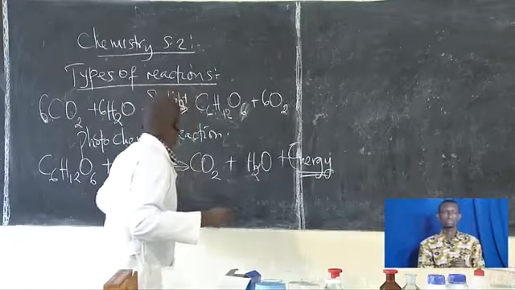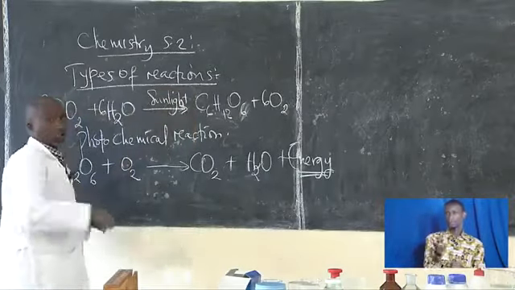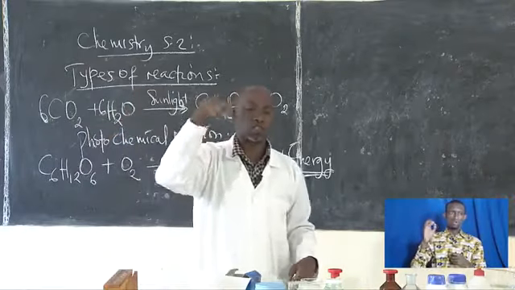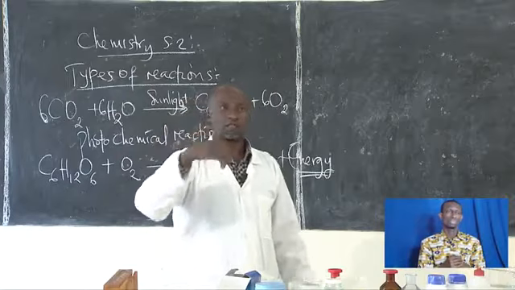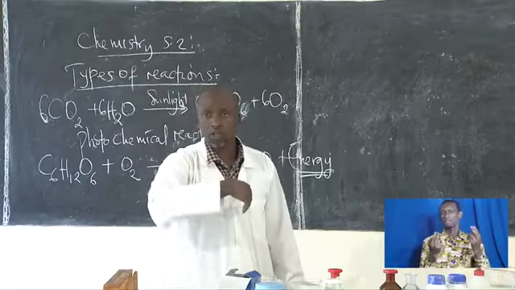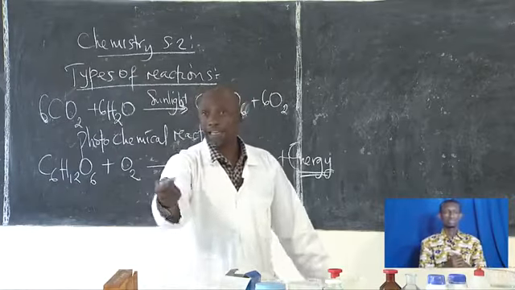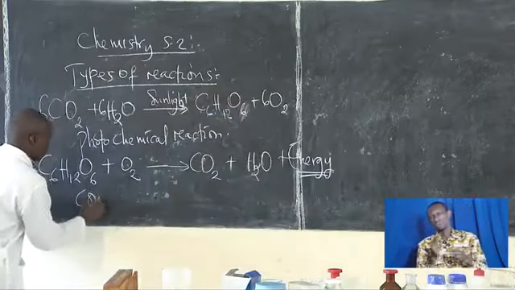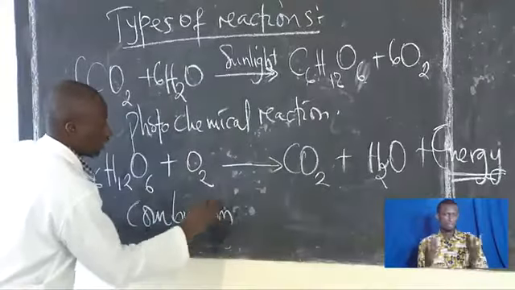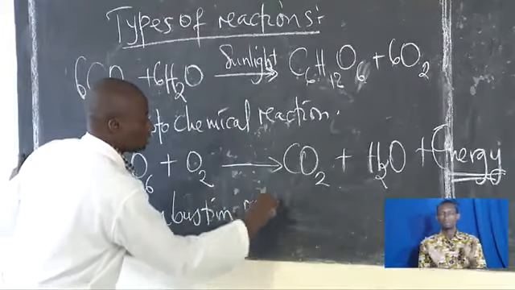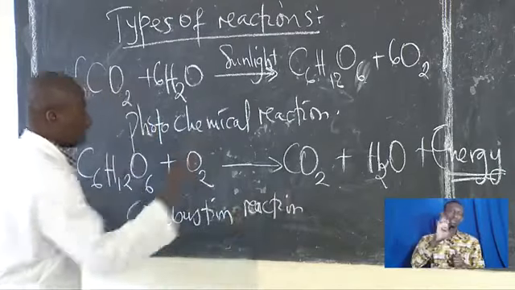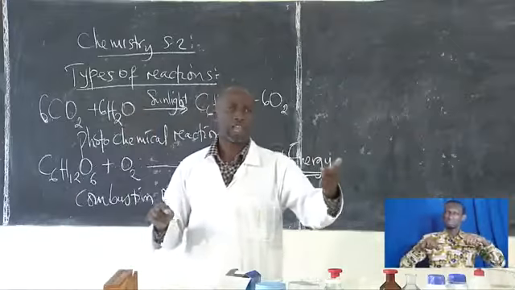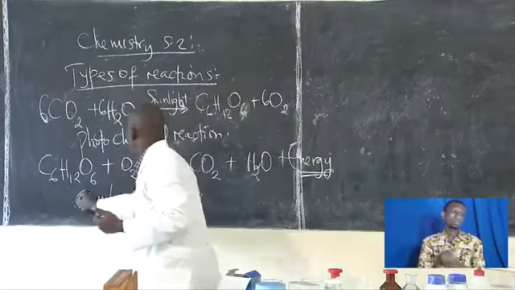When you look at this reaction, we have oxygen. When a substance reacts with oxygen, I said we call it combustion, or we can call it burning. This type of reaction is mainly, or in most cases, called a combustion reaction. This is a combustion reaction. You can have as many combustion reactions. That is one type of reaction.